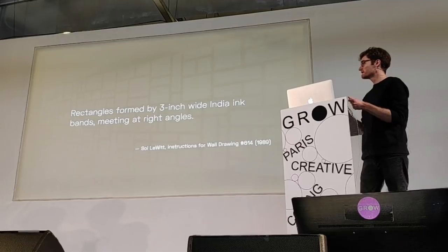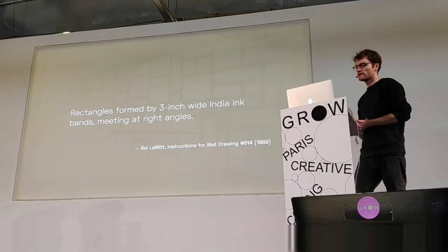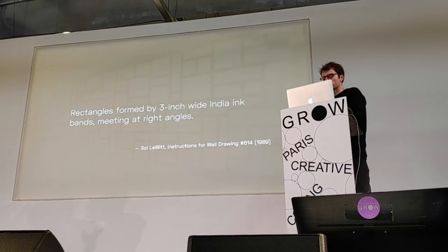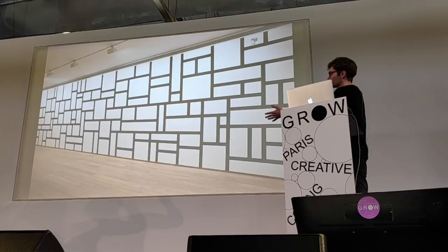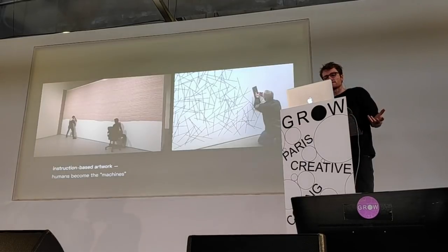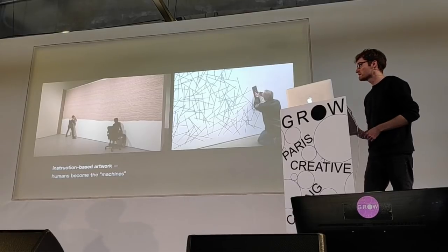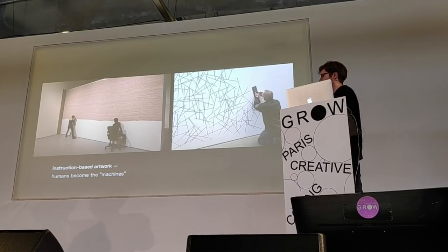He'd provide an instruction like this, and then sometimes a sketch or a draft. And from that, the builders or draftsmen would be the ones producing the mural. So there are a lot of parallels with the work we're creating with generative art and creative coding, where the humans in this case are the machines.